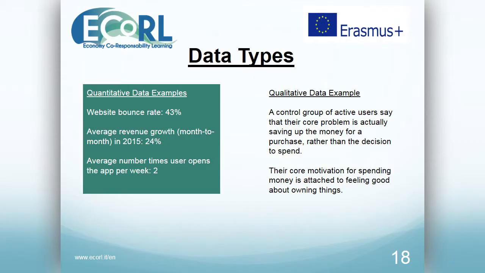To give you a few examples, in the next slide you can see a few examples of quantitative data and qualitative data. For example, the quantitative data examples would be the website bounce rate was 43%, average growth rate is 24%, average number of times users open the app is 2. Whereas the qualitative data would be a control group of active users saying that the core problem is saving up for purchases rather than the decision to spend. Or the core motivation for spending money is attached to feeling good and not about owning things. So as you understand, maybe now slightly better, what are the final results that you're going to get out of both of your data types.